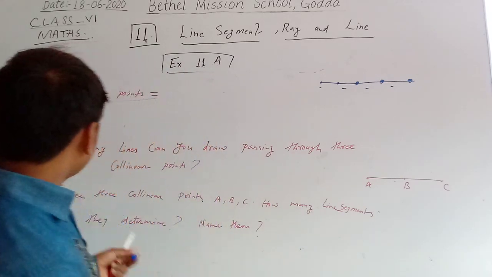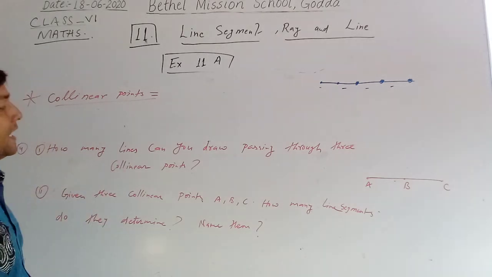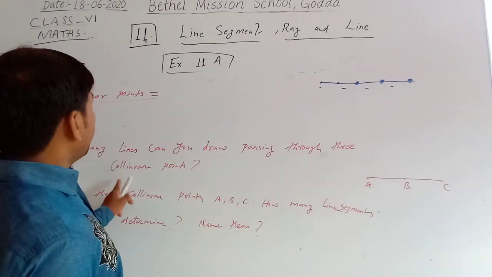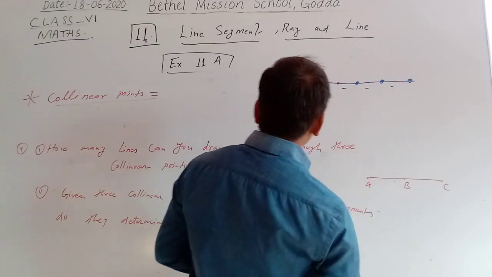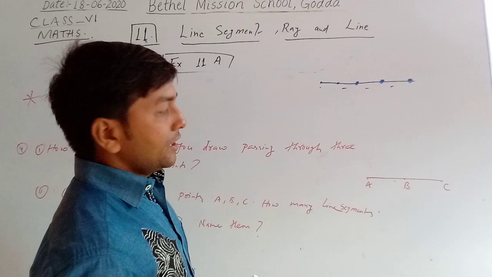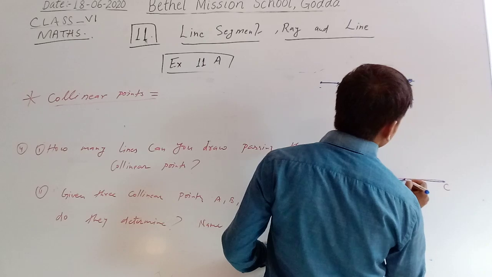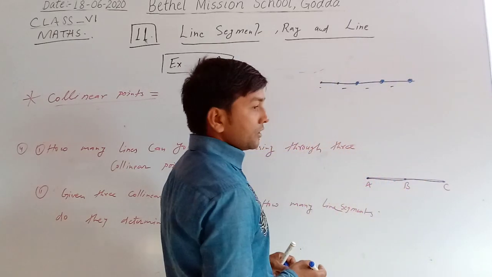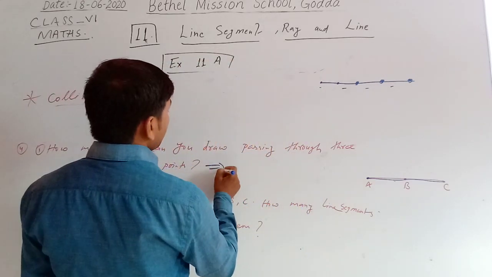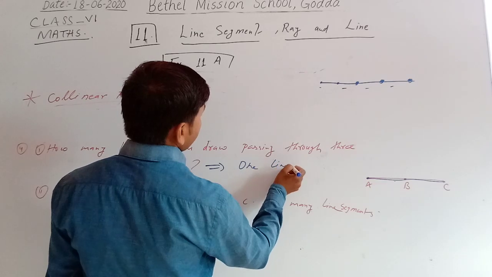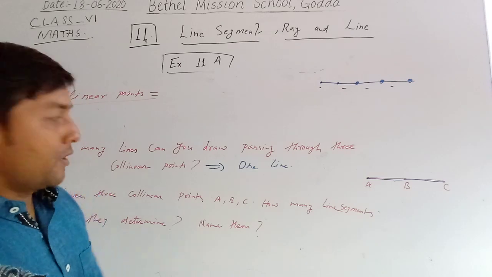Okay, so here one example I have taken. How many lines can you draw passing through 3 collinear points? There are 3 collinear points A, B, C. Then how many lines can you draw? Only one line you can draw through A, B and C. So answer would be only one line. A single line can be drawn through collinear points.